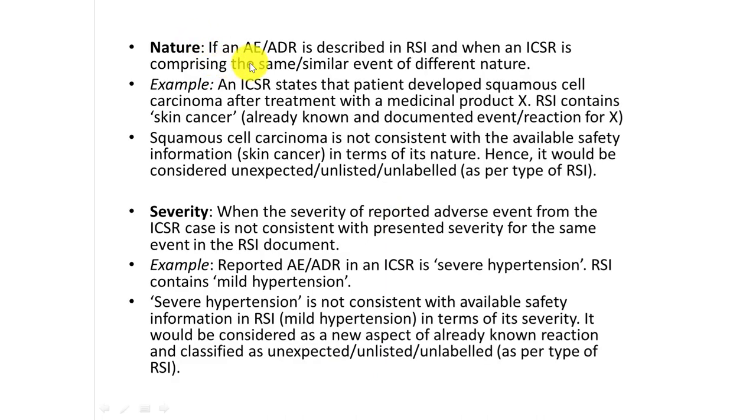You can see in the nature, for example, an ICSR comprising a similar event but of different nature. For example, an ICSR states that the patient develops squamous cell carcinoma. It's also cancer, but for medicinal product X, the RSI contains skin cancer only. So skin cancer is already a known and documented reaction for X. Now squamous cell carcinoma is not consistent with the available safety information, skin cancer. It is very specific, so it would be considered unexpected, unlisted or unlabeled as per the type of RSI. If you are referring to the IB, it becomes unlabeled, unexpected, and then accordingly CDS and the regional document.